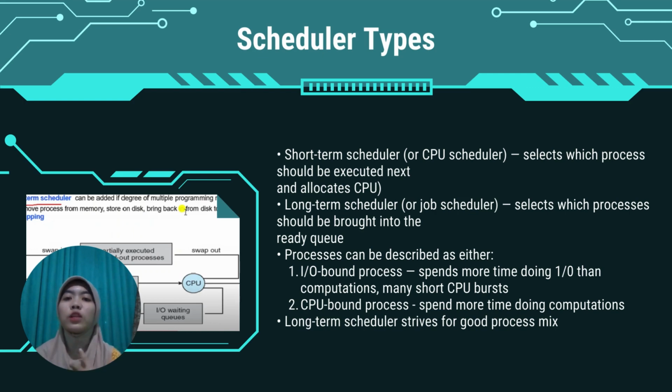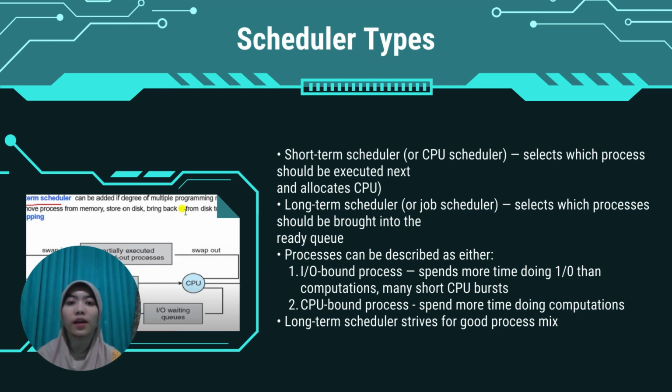So the second we will talk about is the long-term scheduler, or job scheduler. A long-term scheduler, also called the job scheduler, manages the admission of new processes into the system. Its main task is to select processes from the pool of incoming jobs, typically residing on the disk, and load them into memory for execution.